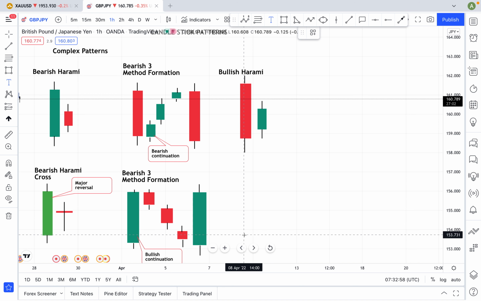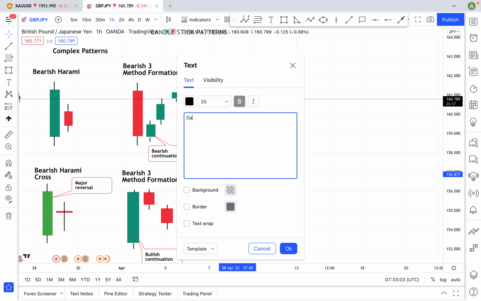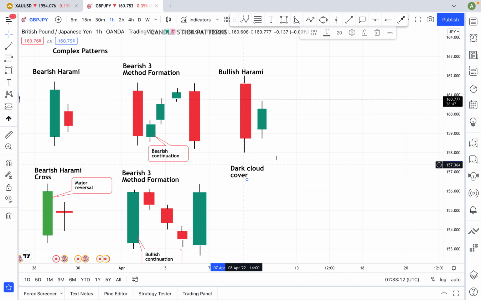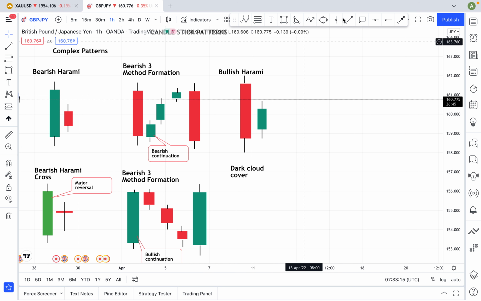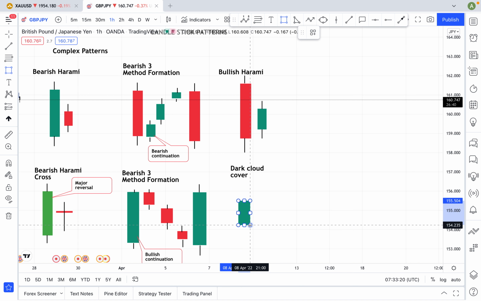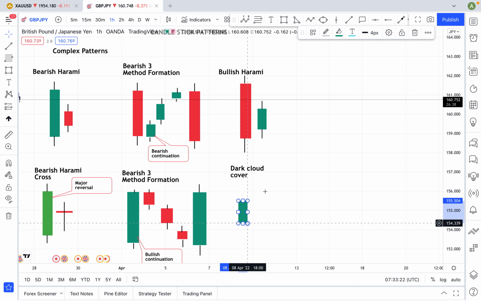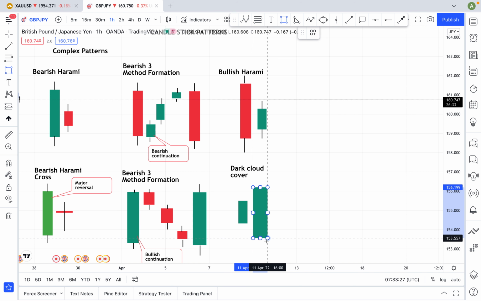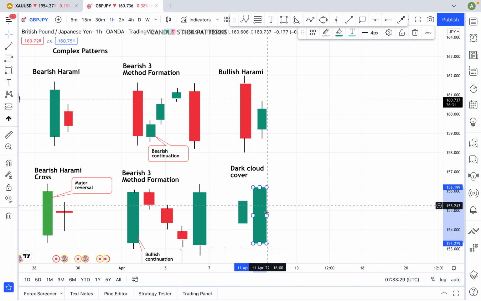Okay, then we have another one. We have the dark cloud cover. Let me just put it here. Don't forget, guys, I'm only giving you the certain candlestick patterns that I know we are going to be using, because we have a lot of candlestick patterns out there. We can't learn them all. Only if you have the interest can you go out there and start learning everything that you want to learn.